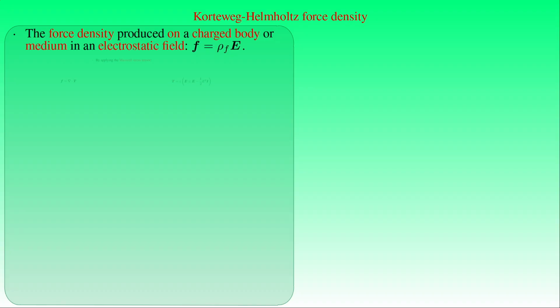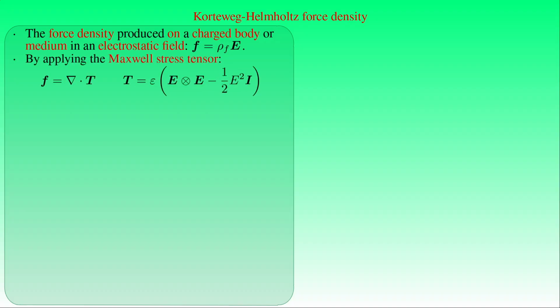We also proved that the force density F can be expressed by the tensor divergence of the Maxwell stress tensor T, defined by the absolute permittivity epsilon of the dielectric, times the difference between the tensor product of the field strength E with itself, and 1 over 2 times the square of the magnitude of the field strength E times the unit tensor I. However, we derived this expression by supposing that the dielectric material polarized in the electrostatic field is homogeneous and its permittivity is constant.